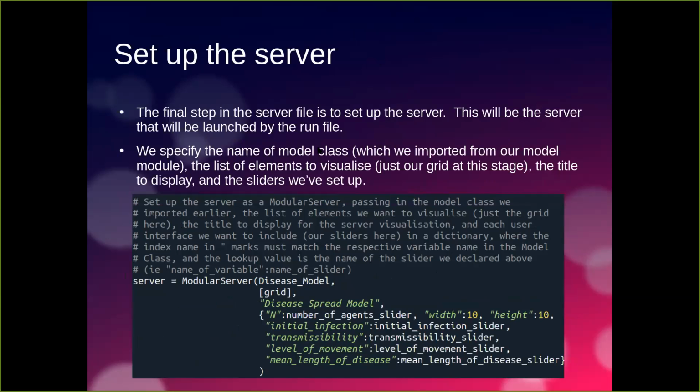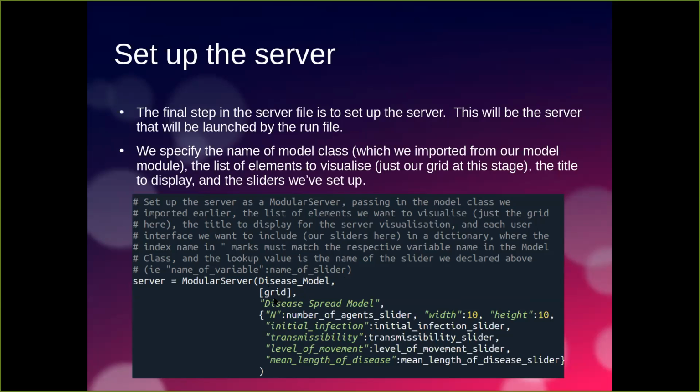Once I've done that, the final step is just to set up the server itself. And that's going to be comprised basically of the thing I want to visualize, the model it's linked to, and the sliders I want. Okay, so here I'm going to set up a new server, and that's an instance of the Modular Server class, which I imported. I'm going to pass in disease model. Remember, we imported the disease model class that we wrote in our disease model.py file. So we can now refer to it here. So I'm going to pass in that. That's the model I want to visualize.